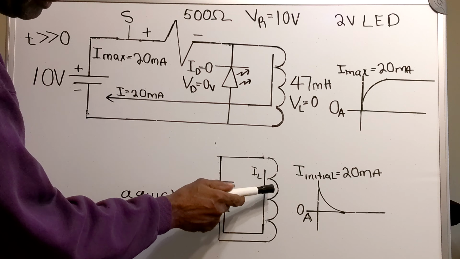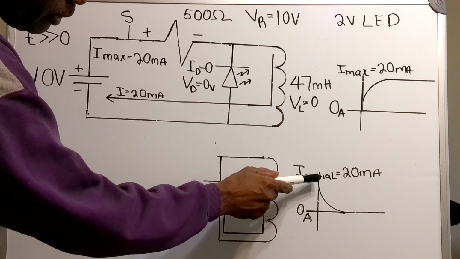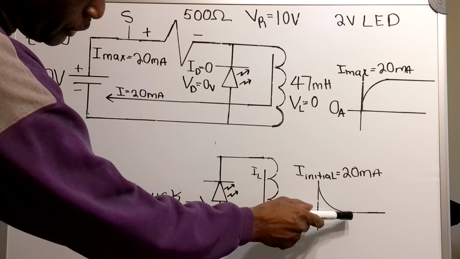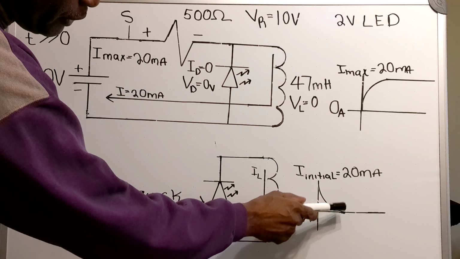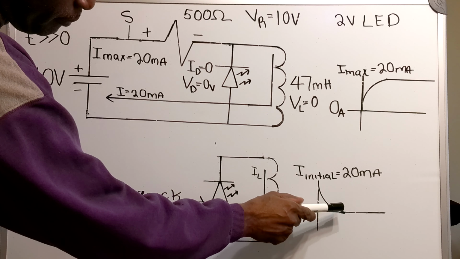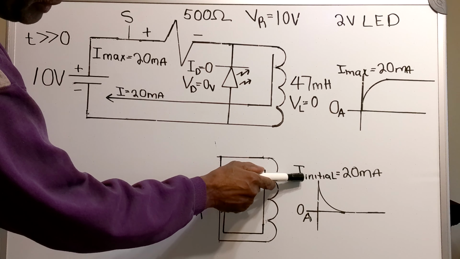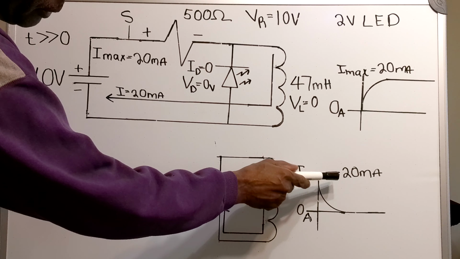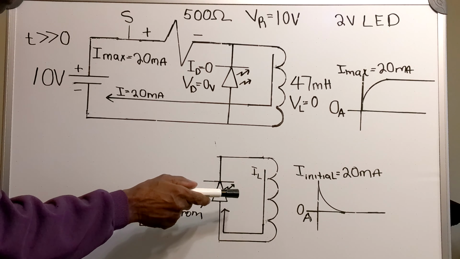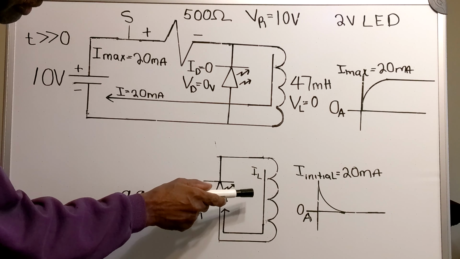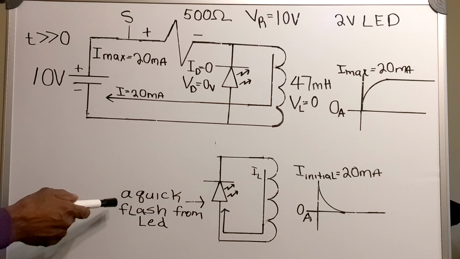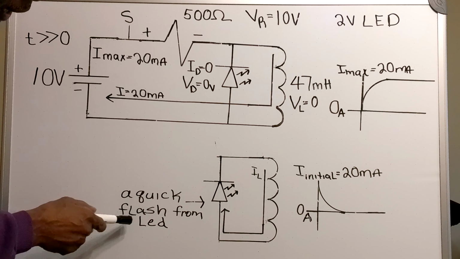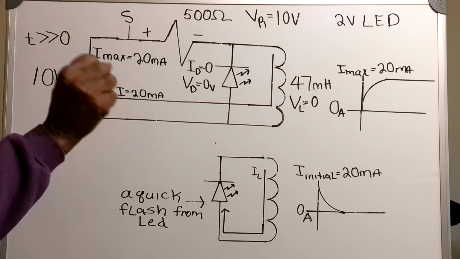And as the inductor discharges, the inductor will gradually go to 0 volts and 0 amps. The initial current is 20 milliamps. And so what will happen is, as the inductor begins to discharge, there'll be a quick flash from the diode, a real quick flash.